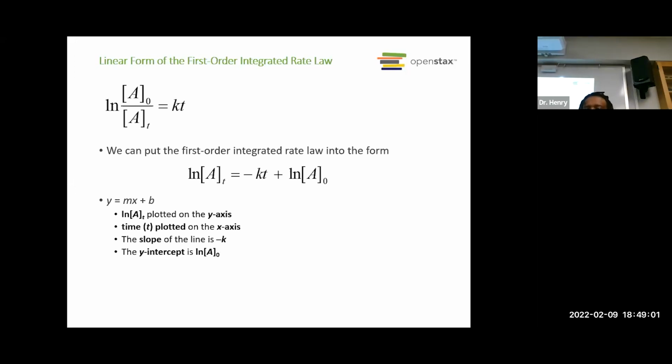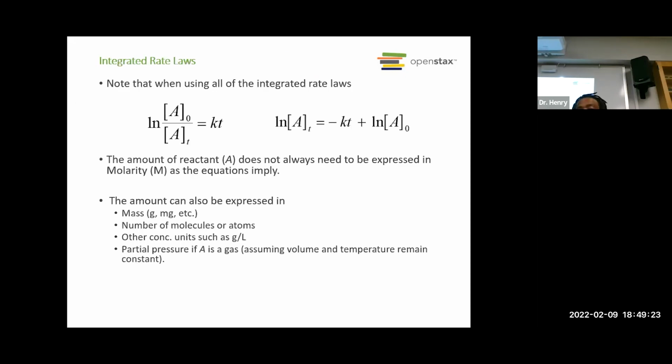We can use, instead of concentrations, partial pressures, right? If we're using gases, this will work the same way, because we know that pressure is directly proportional to number of moles. So we can also use number of moles, number of molecules. This equation we can get away with using just about anything, and we can also get away with using it for mass.